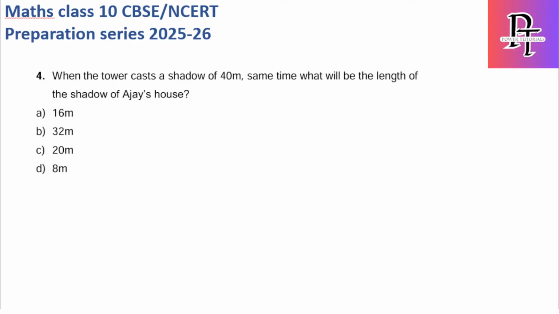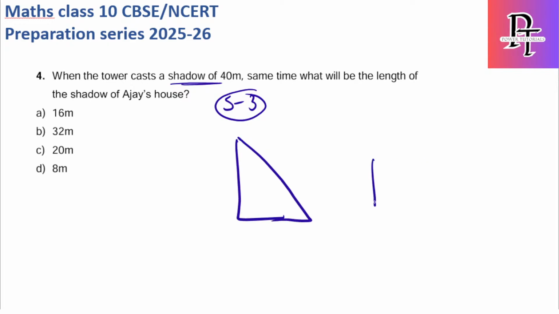Next, move to the fourth question. If the tower casts a shadow of 40, this is scenario 3. Why? Because every time you see the shadow changing, the position of the sun is also changing. So now in this question, at the same time, what will be the length of Ajay's house's shadow? Now we have two triangles, the tower and Ajay's house. What I told you, height will not change.